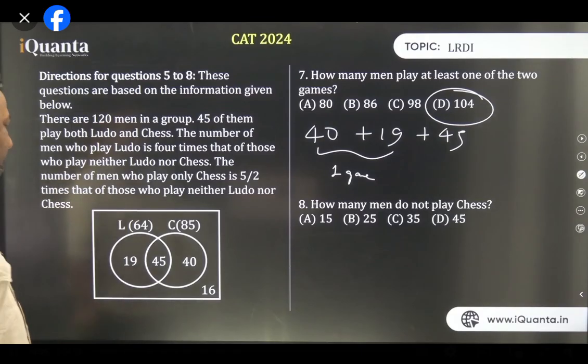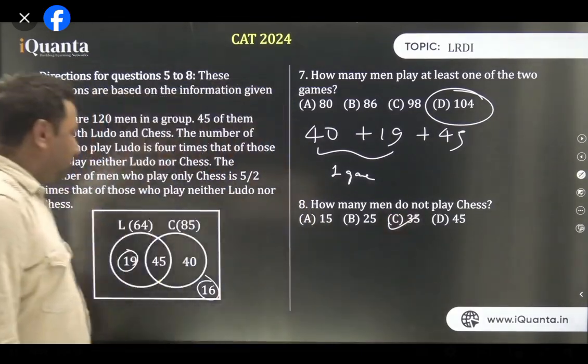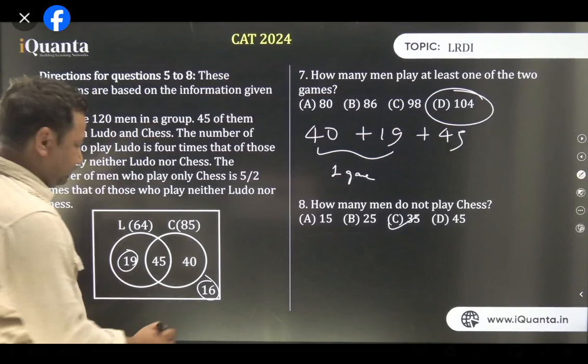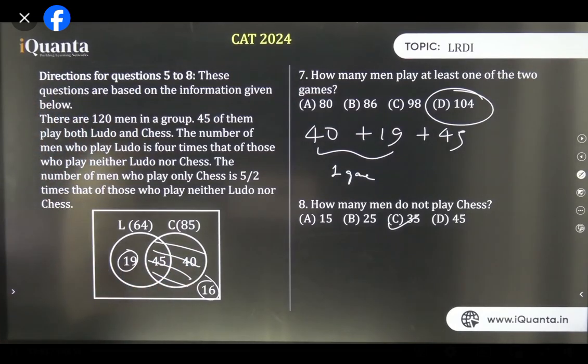Alright, how many men do not play chess? Do not play chess. That means 19 plus 16. 35. Cool. Those who do not play chess. प्रीतम ठीक है और भी तरीके कर सकते हैं. चेस को एलिमिनेट किया, we have 19 plus 16 35. Yes, Shinchan. Is that clear, everyone?